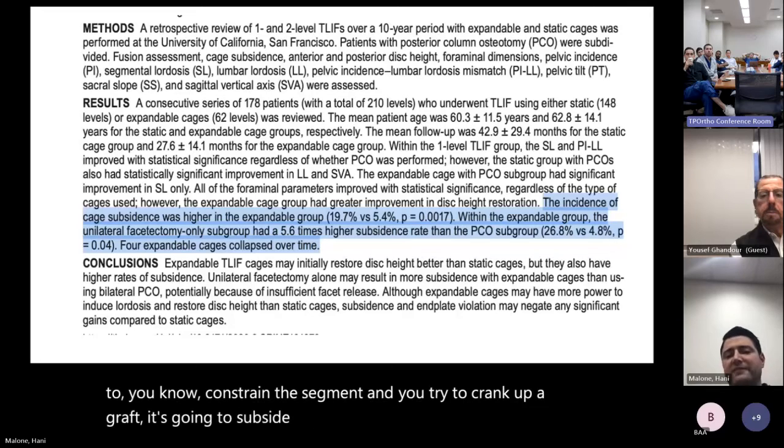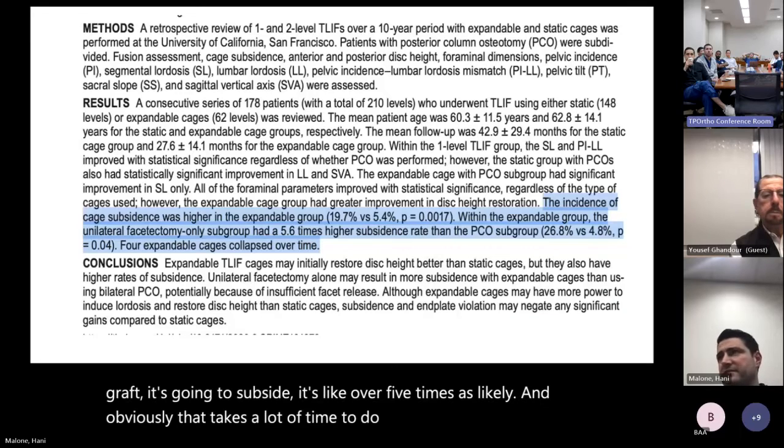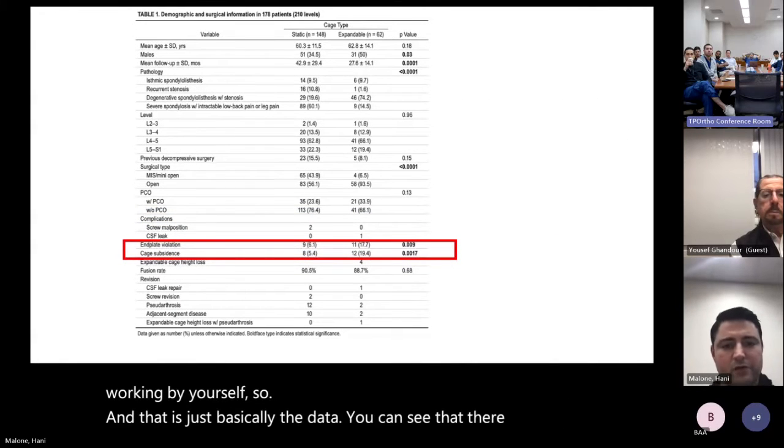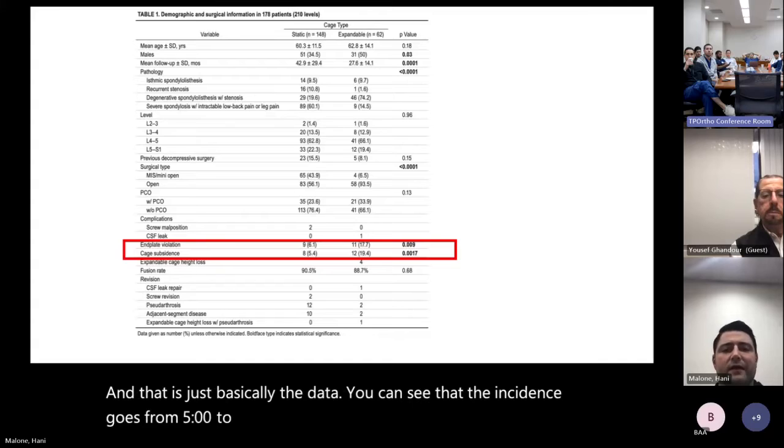It's like over 5 times as likely. And obviously that takes a lot of time to do 2 MIS facetectomies if you're working for yourself. And that is just basically the data. You can see that the incidence goes from 5 to like 20 in the expandable group without bilateral facetectomy.